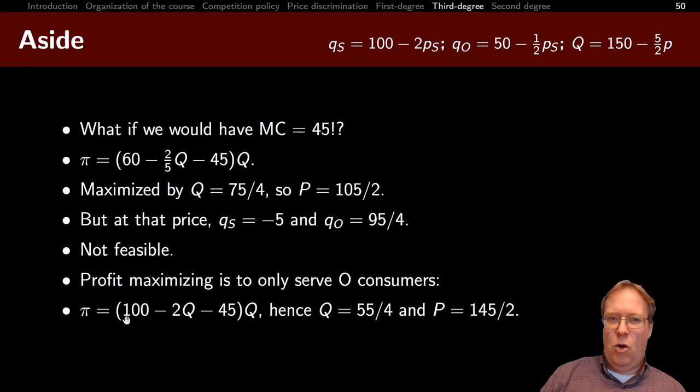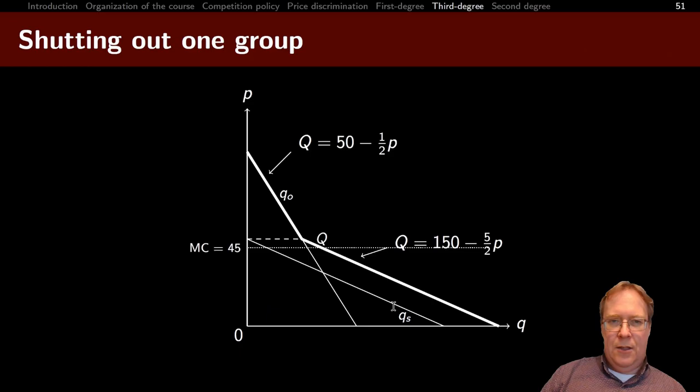So I will only take their inverse demand, and then it turns out that this is going to be my profit maximizing quantity. This will be my profit maximizing price. At that price, zero demand from senior citizens and a positive demand from citizens. So if I also do that in the graph, if these are my marginal costs, then this is what I get if I take both of the demand functions together.